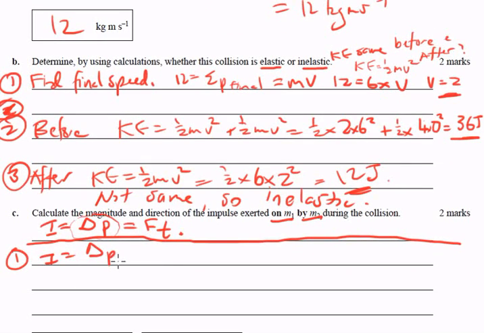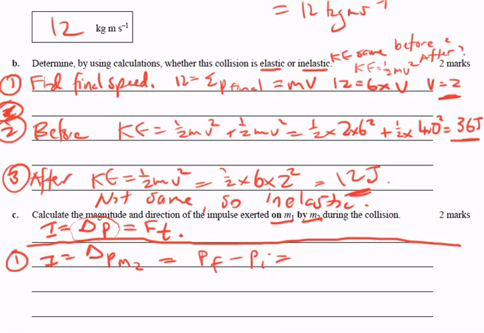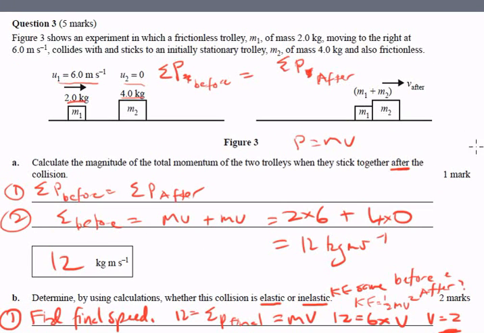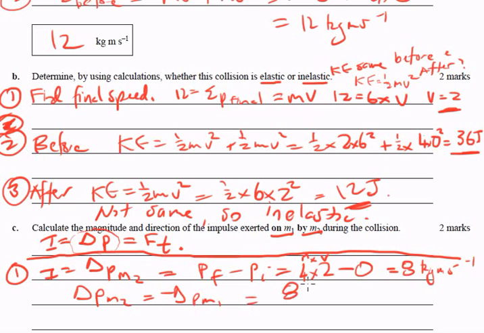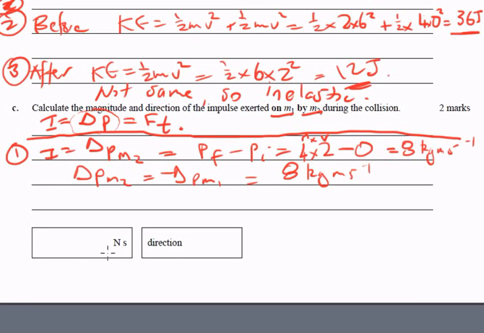So the change in momentum of M2 equals final minus initial. His final momentum is 4 kg, and his final speed is 2. So 4 times 2, because it's m times v. And his initial momentum, like I said, was 0. That makes an easy calculation, which equals 8 kg m s^-1. The change in momentum of number 2 is equal to the negative of the change in momentum of number 1. So the number is 8 kg m s^-1, or newton seconds, the same thing.